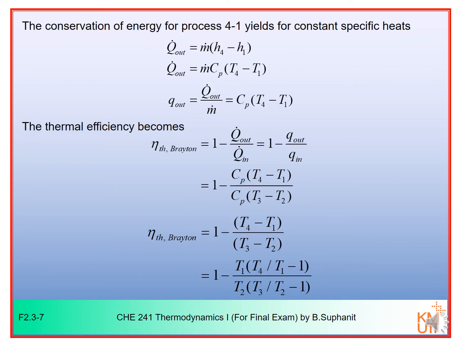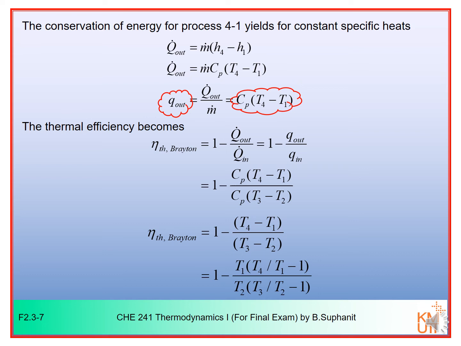We can also set up an equation to calculate Q out by doing an energy balance around process 4-1. The balance equation will be similar to what we got earlier from process 2-3. Here, we'll have Q out equals Cp multiplied by T4 minus T1.